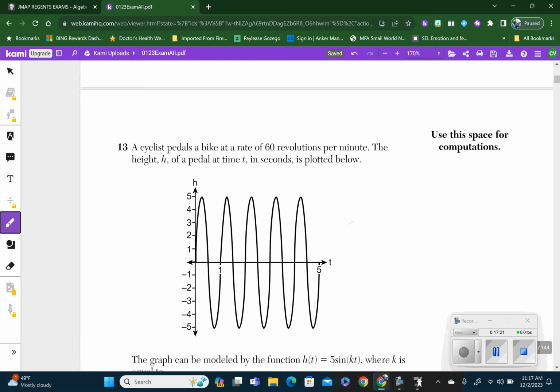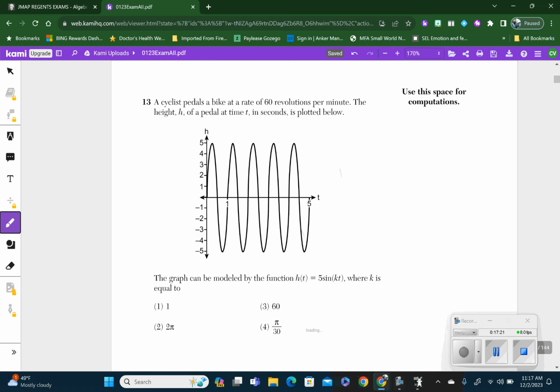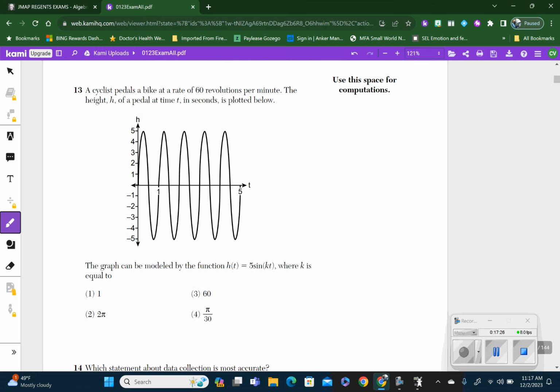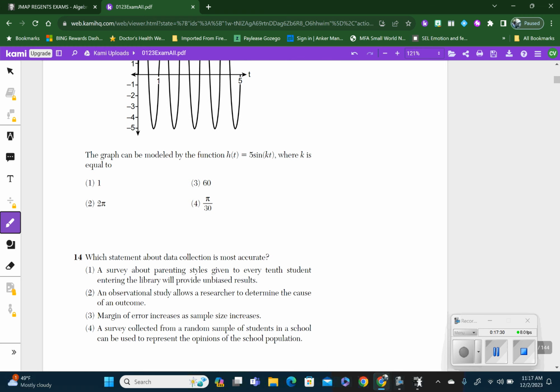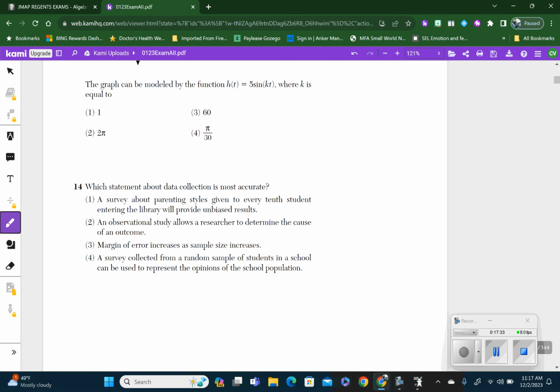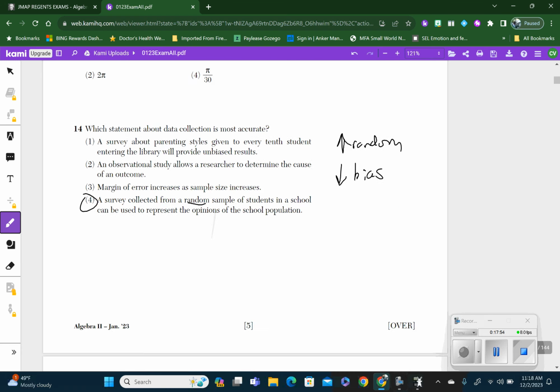We did not do number 13 yet, so I'm going to skip this for right now. Number 14, which one is accurate? This is not a math question, but you need to remember this. The more random something is, the better, right? The less bias it is. So more random. My dog is just checking to see if you're paying attention. The less bias there is. So that is question number 14.